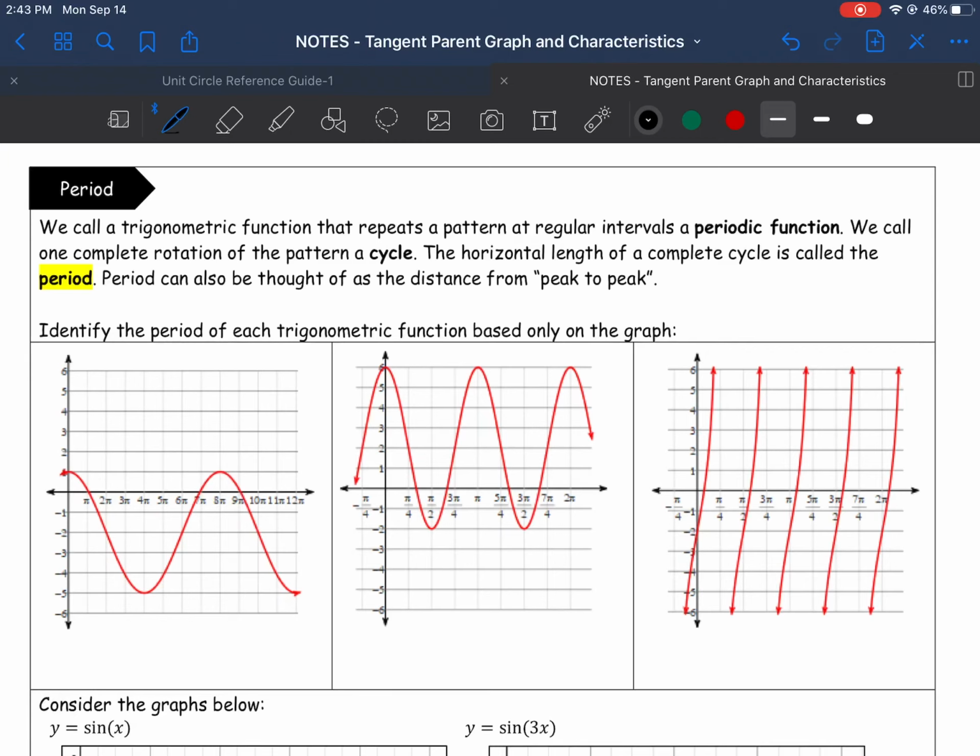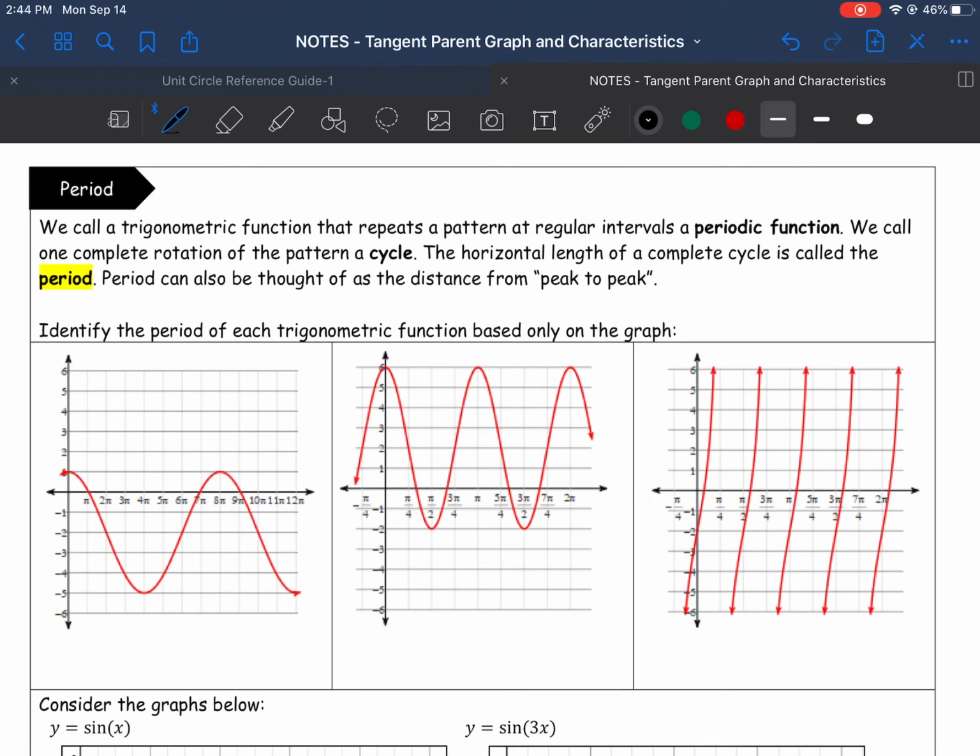Okay, well, one of the things that we need to talk about with trig functions is something called the period. So we call a trig function that repeats a pattern at regular intervals a periodic function. So as we saw in the previous video, sine and cosine are periodic functions, and as we just saw with tangent, tangent is also a periodic function because those functions repeat patterns at regular intervals. We call one complete rotation of the pattern a cycle, and the horizontal length of a complete cycle we call the period. In sine and cosine functions, we can also think of the period as the distance from peak to peak. But essentially, we're looking for how long is the length of one complete pattern cycle.